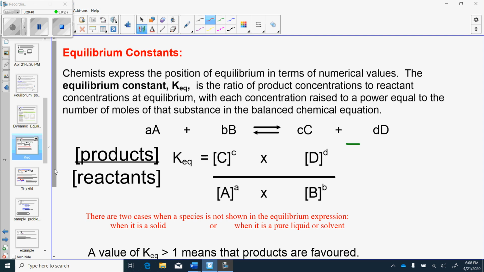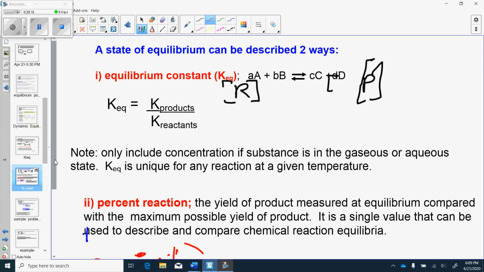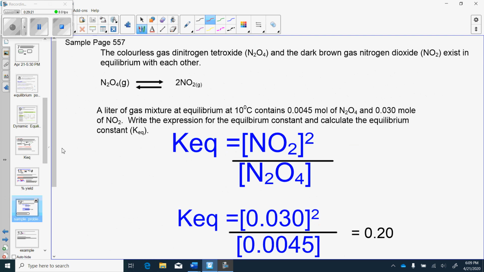If we don't know any of our concentrations, this is as far as we can get. This is our equilibrium expression. There are 2 cases when a species is not shown in the equilibrium expression: when it's a solid, or when it's a liquid or a solvent. The only compounds that we put into our equilibrium expression are our gases and our aqueous solutions. Solids and liquids don't affect the equilibrium constant. So it's important to think about that.